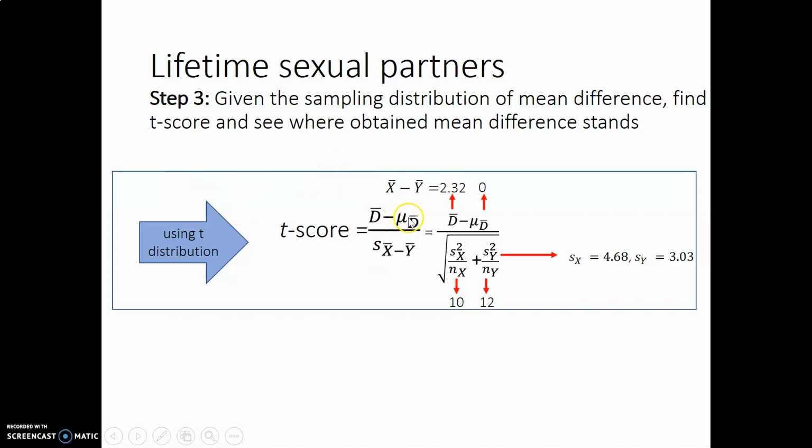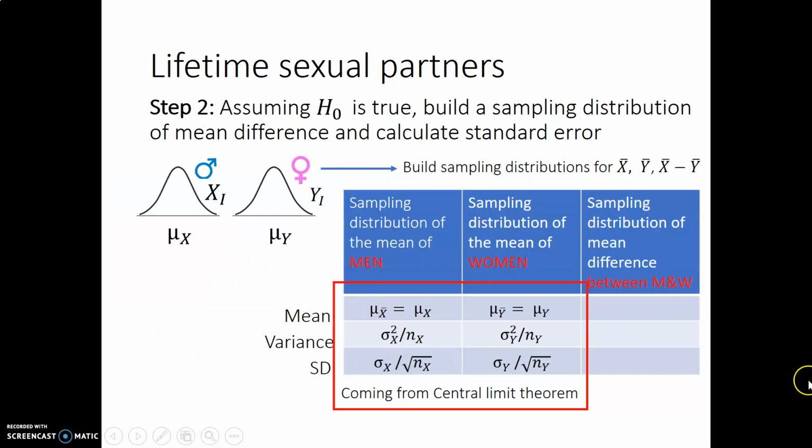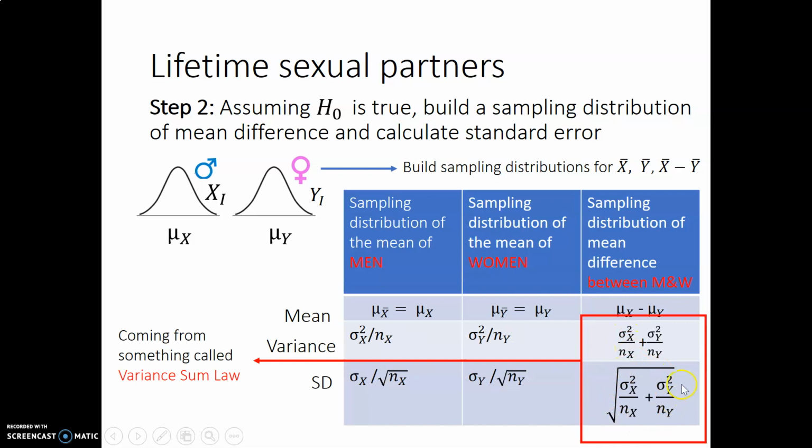So we are back to this equation here, calculating the t-score. We know the mean difference between these two samples. We know the population mean we want to compare with, which is actually 0, because we assume that the null hypothesis is true and there is no difference between men and women. And we also know the standard error of the sampling distribution. We have calculated this value here. So we want to plug in the value in this cell.